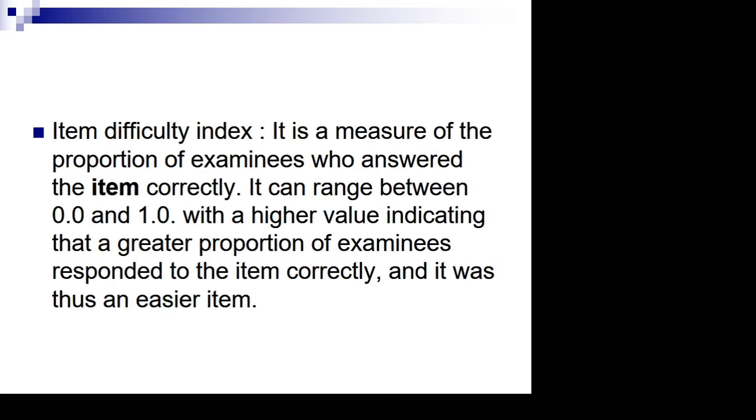Now, the next one is called item difficulty index. It is a measure of the proportion of examinees who answered the item correctly. So, how many people can really answer a question correctly? If a good number of people answer it, it is not difficult. It's very easy. If a large number of respondents are answering this question so easily, that means the difficulty is very less. So the difficulty index ranges between 0 and 1, with a higher value indicating that a greater proportion of examinees responded to the item correctly, and it was thus an easier item.